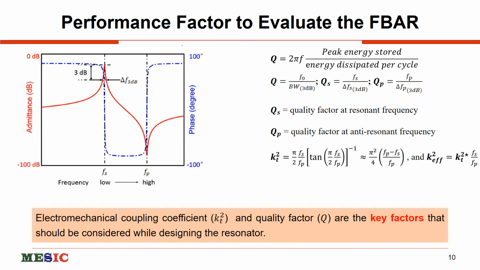There is a performance factor, and how can we evaluate the performance of FBAR? These are the equations which you use to extract the quality factors. We have the resonant frequency, the anti-resonant frequency, and the electromechanical coupling. The performance of the acoustic resonator depends on the electromechanical coupling and the quality factors, and these are considered the key factors to evaluate the performance of the device.